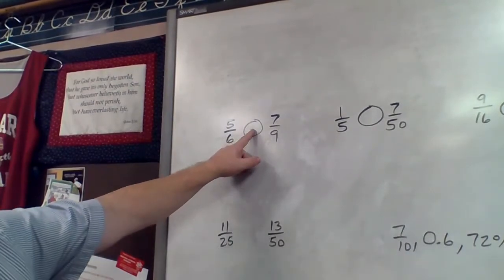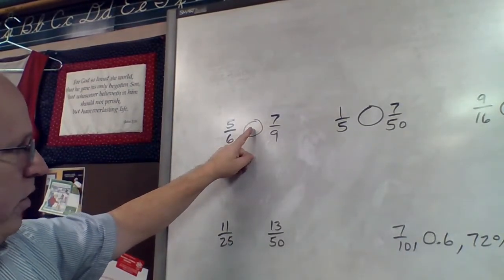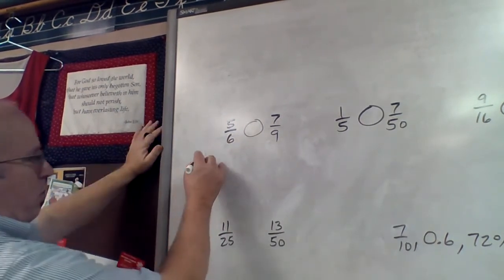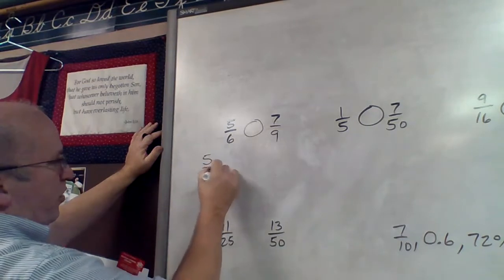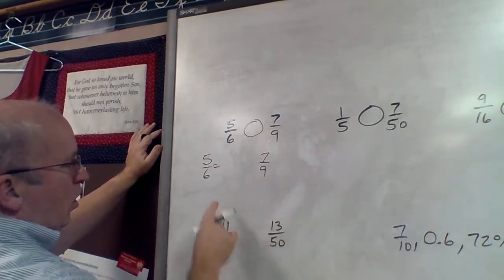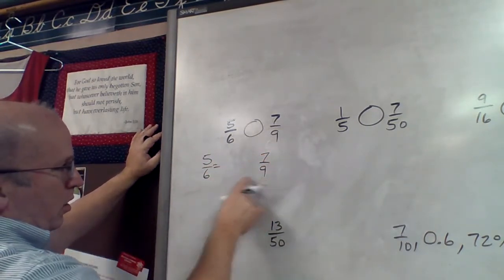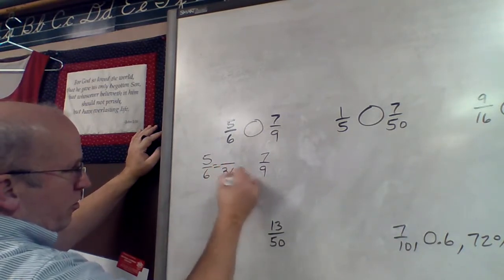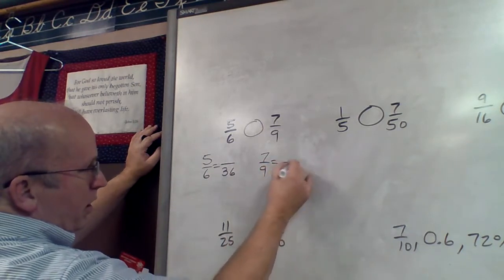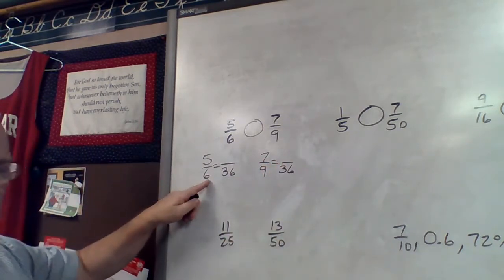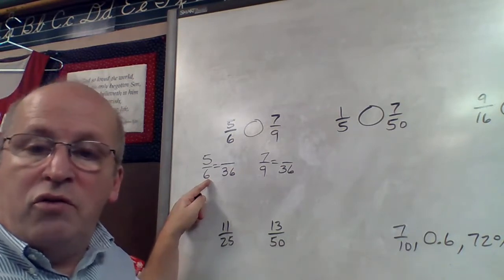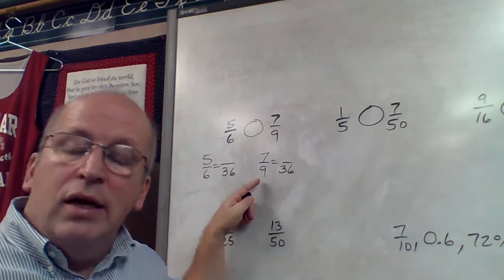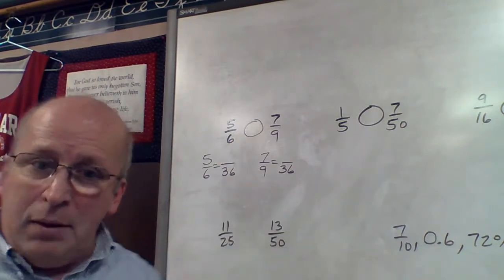Let's look right here. I'm supposed to decide, should I put a greater than, less than, or equal sign when comparing these two fractions? Here's how I do it. The first thing I've got to do is think in my head, what's a common multiple of 6 and 9? The smallest multiple they have in common is the number 36. The multiples of 6 are 6, 12, 18, 24, 30, and 36. The multiples of 9 are 9, 18, 27, 36. Notice they have that common multiple.